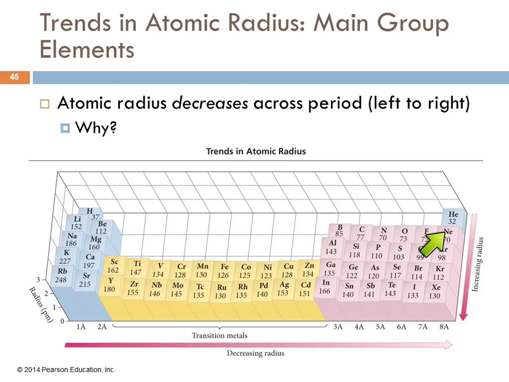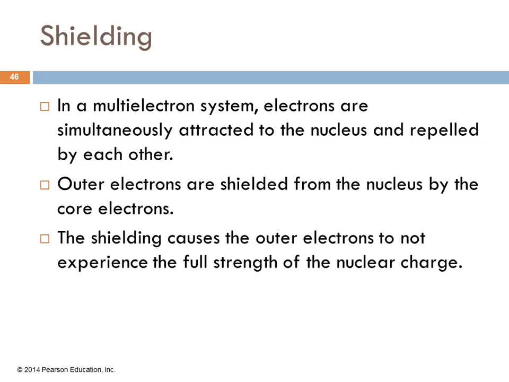Neon's valence electrons are in principal energy level 2, and so are lithium's valence electrons. So if it's in principal energy level 2, their valence electrons are roughly the same distance from the nucleus. So that explains why we don't see an increase in size as we go across, but why does it decrease? Well, that has to do with that idea of shielding and effective nuclear charge.